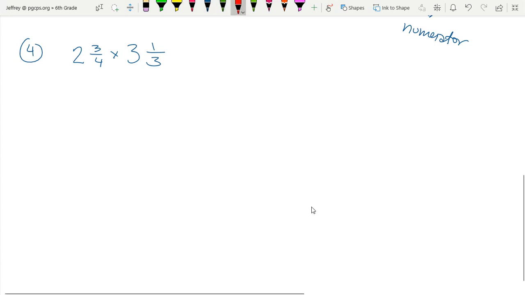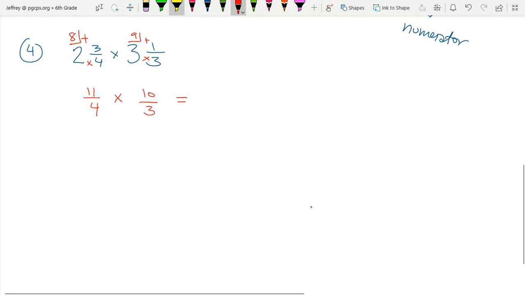You're done. So change to improper fraction. So 4 times 2, that's going to be 8, plus 3, that's going to be 11 over 4. The denominator stays the same. Now 3 times 3 is 9, plus 1, that's going to give you 10 over 3. And don't forget that multiplication sign.